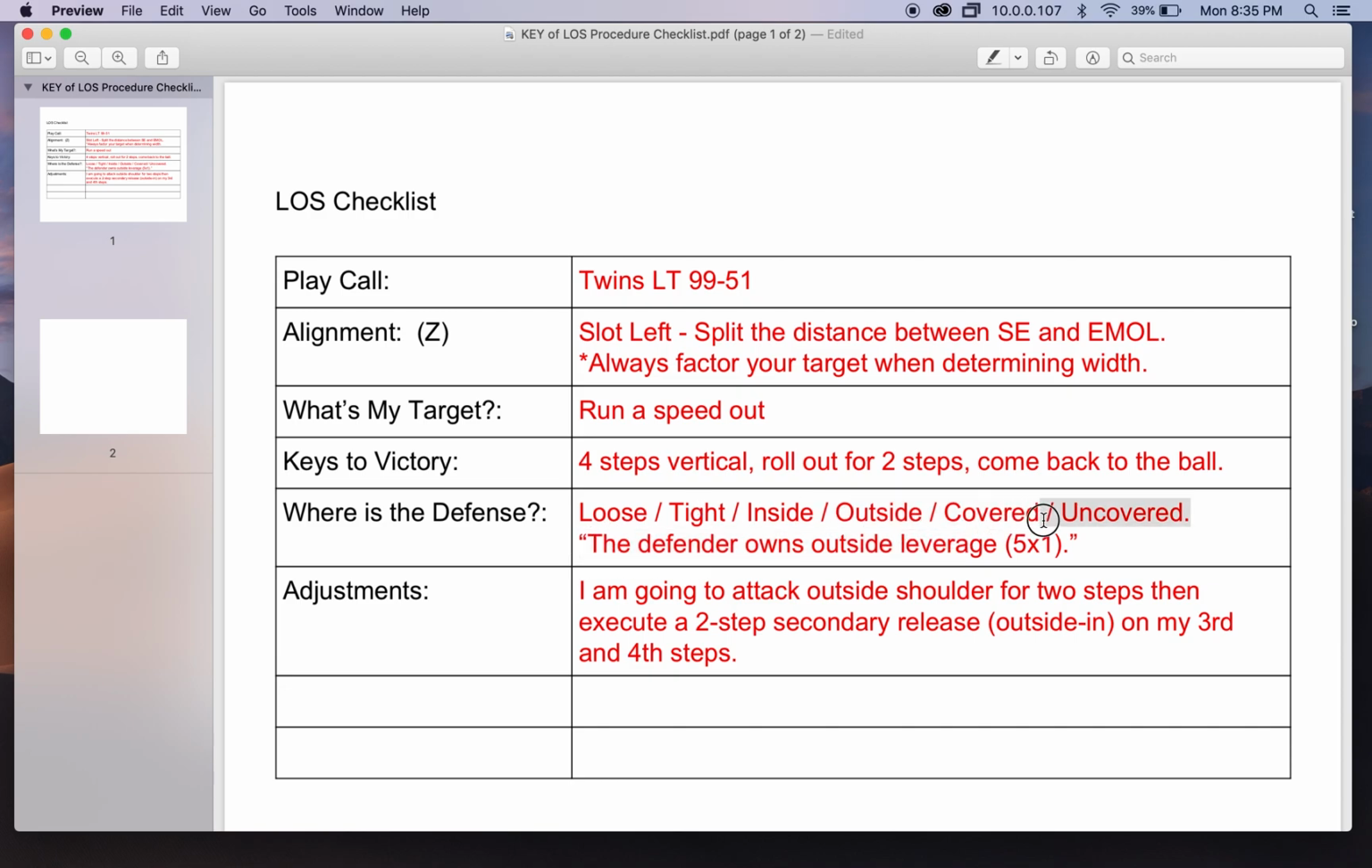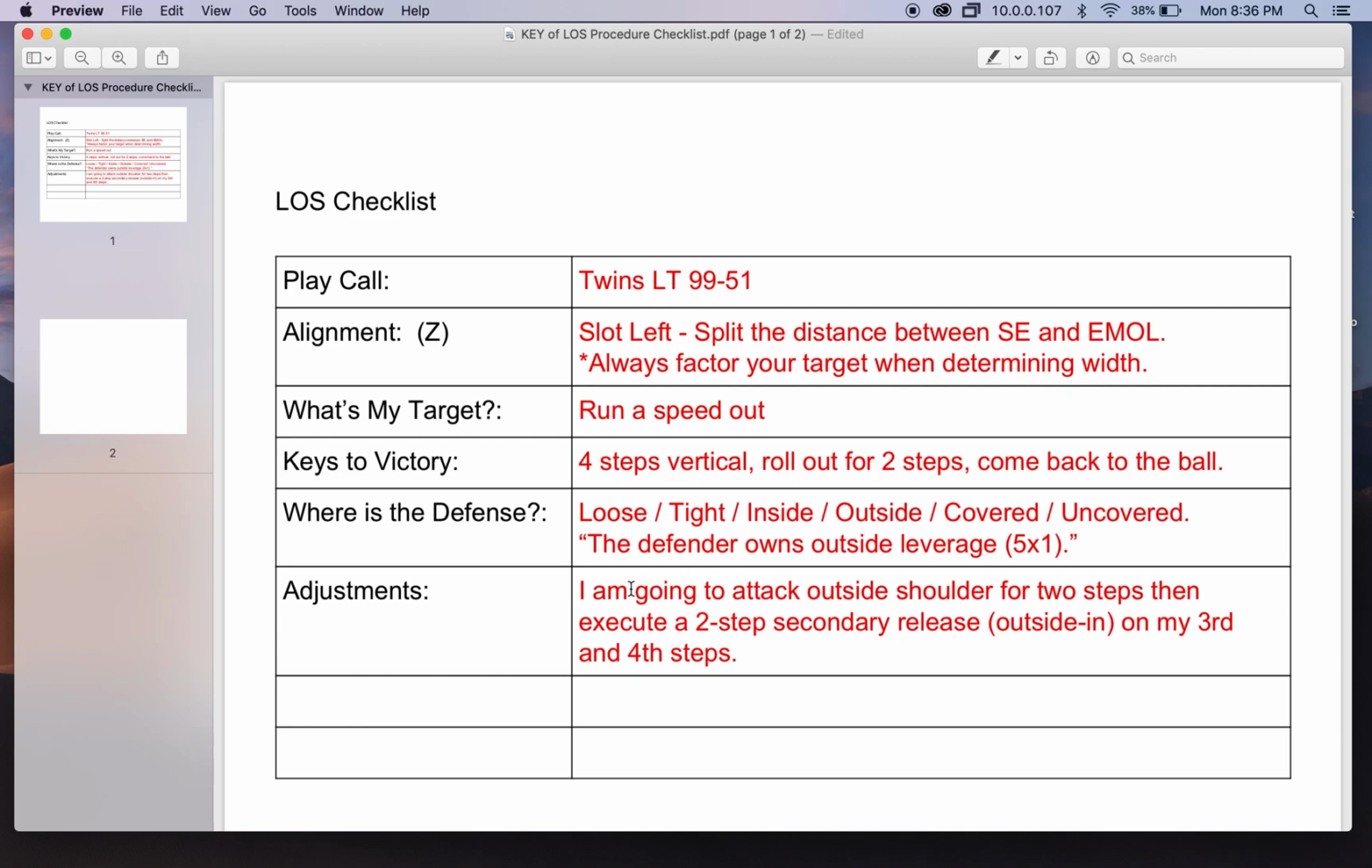For our example, we're going to say that the defender owns outside leverage on us. He's 5-by-1. So he's 5 yards off the ball, and he's 1 yard outside. We got to run that speed out, right? That might be problematic. So how are we going to do this? Now, I'm going to tell you right now, this is not the be-all, end-all answer for this, okay? A lot of this is going to be dictated by the guy who's in front of you or by your own skill level.